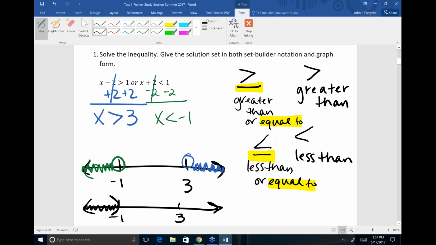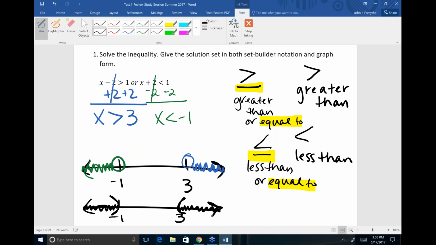So to use the parentheses or bracket on the graph, we would use a parentheses here and then shade this way. So the parentheses is the same as having an open circle. And then we would have parentheses this way and shade to the right. So I'm just graphing the same graph but using a different symbol, which would be parentheses.